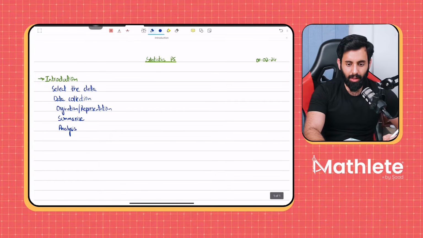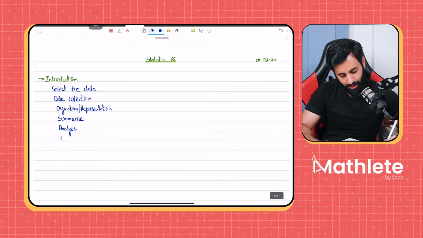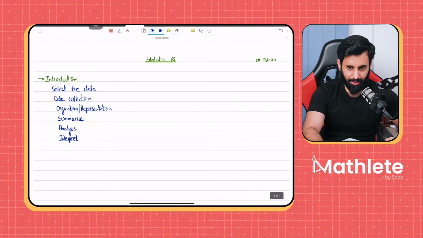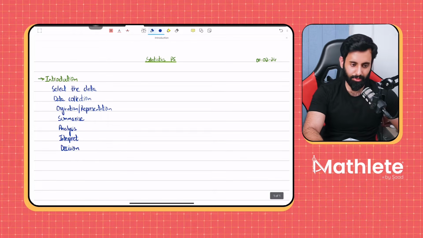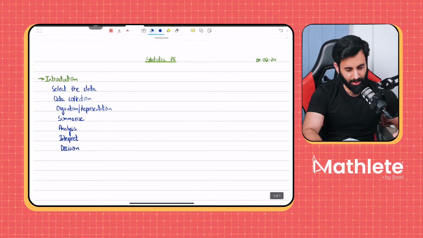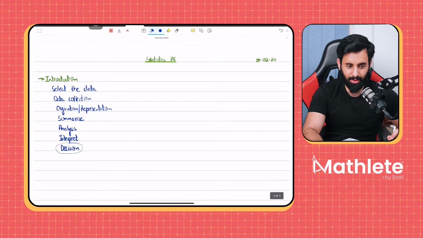Okay, and then once you've done that, what's the next step? The next step is to be able to interpret the data, interpret the analysis, and then after that, the last and perhaps the most important step is to make an informed decision. Okay, so these are all the steps that we go through before we make an informed decision. And remember, ultimately, the whole idea of studying statistics is to be able to make an informed decision.